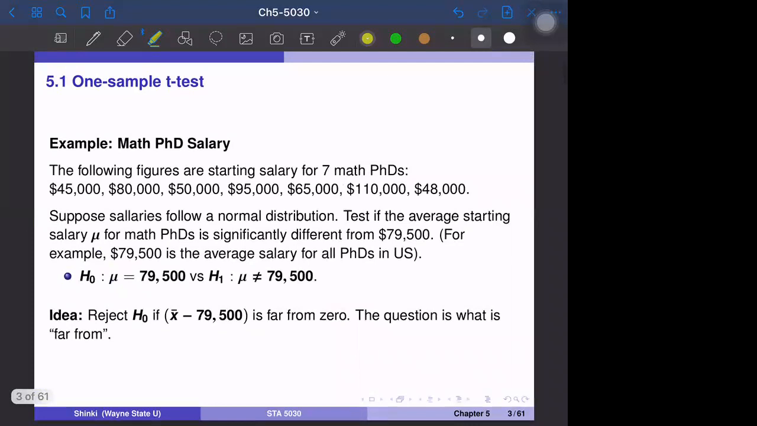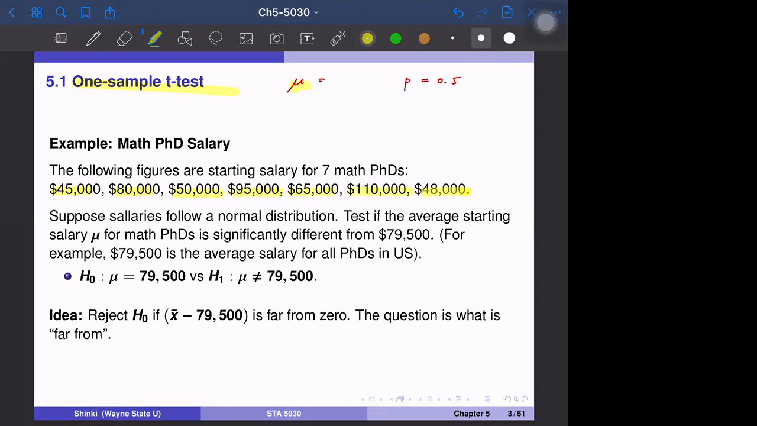Okay, so now we study the one sample t-test. So this is to see if population mean, or sometimes population proportion, is equal to a specific value. In the previous example, p is equal to 0.5, but we will have more numeric examples on population mean. So suppose that the following figures are starting salaries for 7 math PhDs. 45,000 and 80,000, 50,000, 95,000, 65,000 and 110,000 and 48,000.